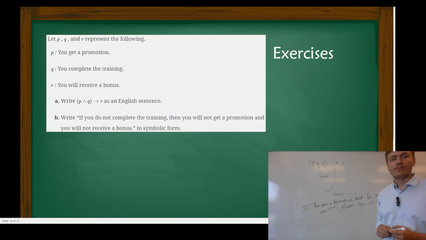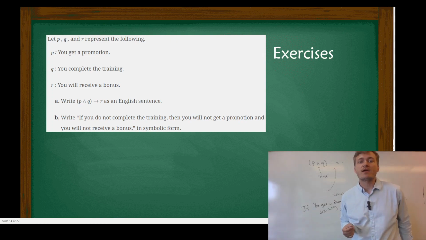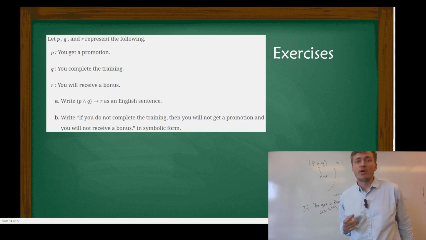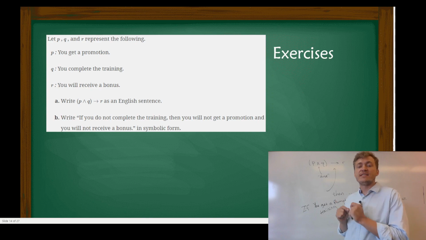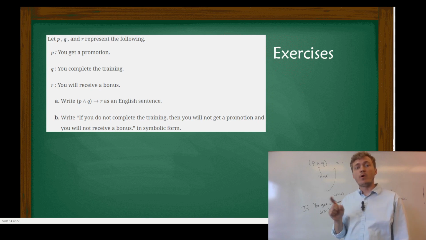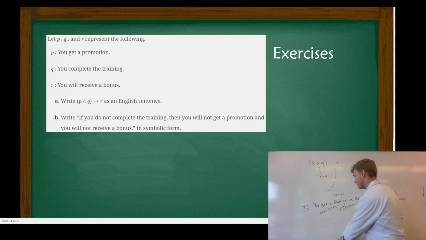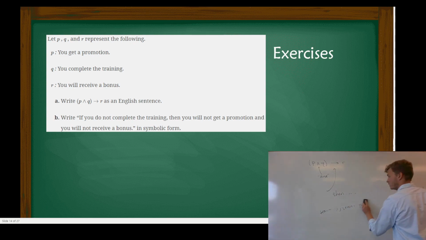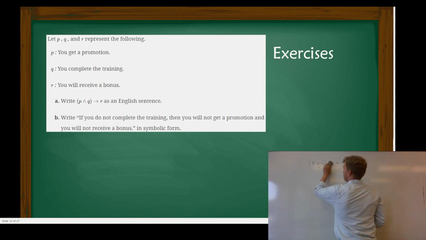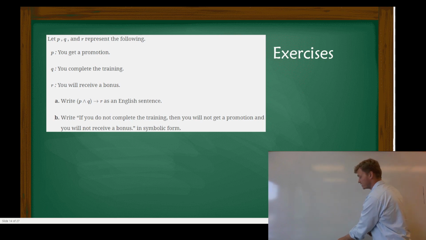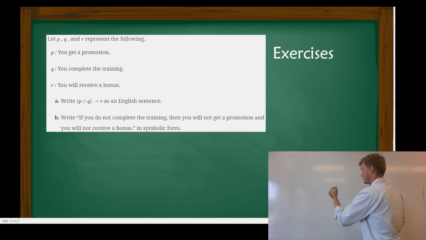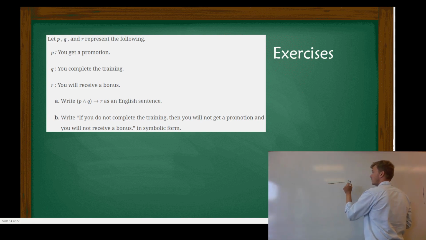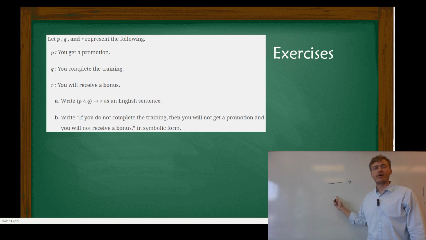So what about part B? Now we want to write if you do not complete the training, then you will not get a promotion and you will not receive a bonus. Once again, we have an if-then statement. So in this case for part B, we want to use the arrow just as we saw in part A. This is a conditional statement for part B. So looking at part B, as soon as I notice the sentence is structured as an if-then sentence, I know that this is going to involve my conditional arrow.